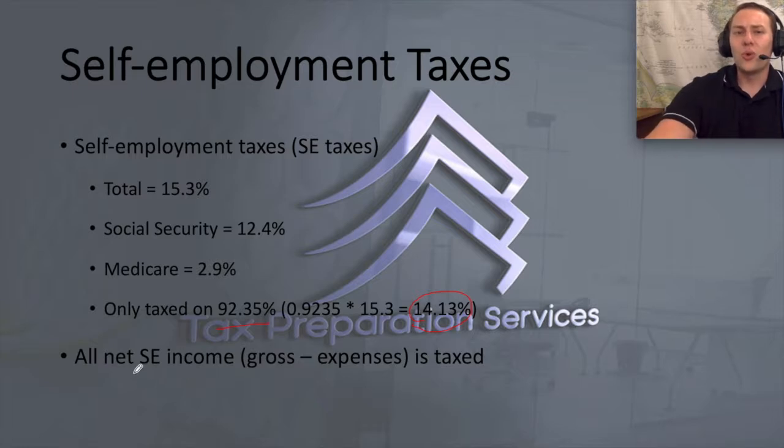And for those of you who are unfamiliar with the term net income, your net is your gross income minus any expenses you have. So let's say we got a $1,000 paycheck from our online ESL company, and we also paid $100 for props that month. So our net income is $900, and we would owe 14.13% of that in self-employment taxes.